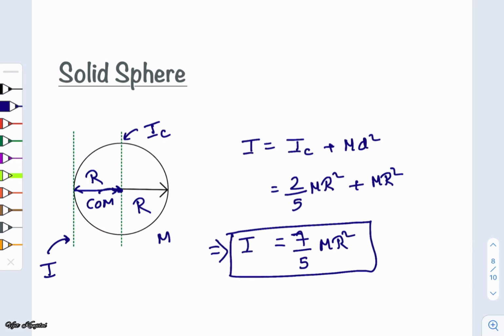So we can see that applying this particular theorem, which is the parallel axis theorem, is very simple. It's very easy. It's lightning fast, and it's simply straightforward.